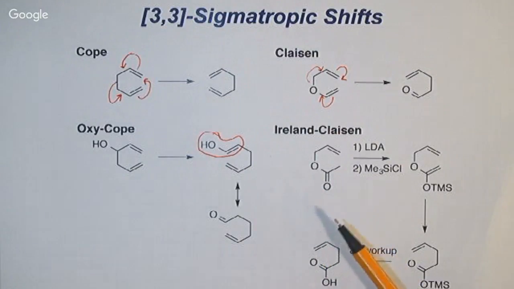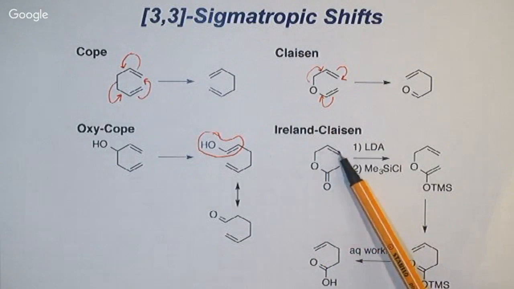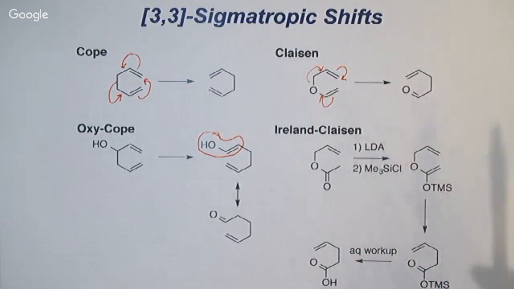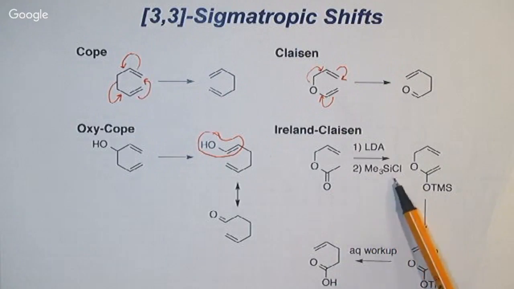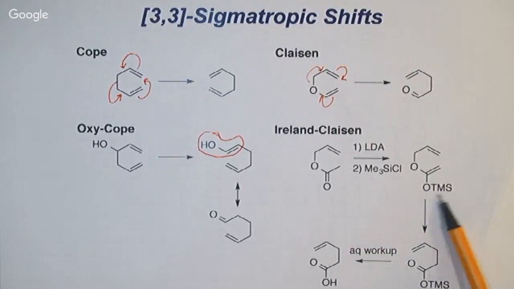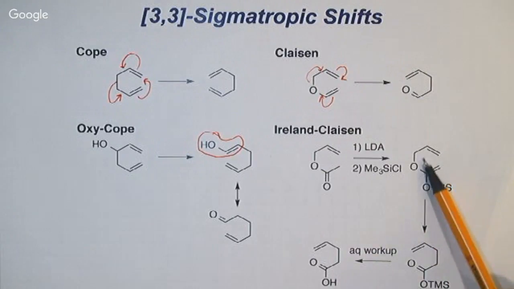You need to form another alkene, because right now there's only one alkene and a sigmatropic shift here would require two. So LDA is your strong base. You can deprotonate here and then trap that enol with TMS chloride, trimethylsilyl chloride, just abbreviated TMS. Now it'll undergo something that looks like a Claisen rearrangement, as shown here. Under the aqueous workup, this TMS falls off, and you've basically undergone the 3,3 sigmatropic shift, converting that ester into a carboxylic acid as well.